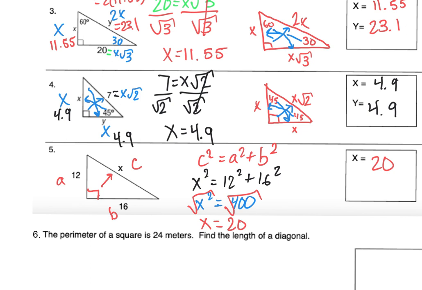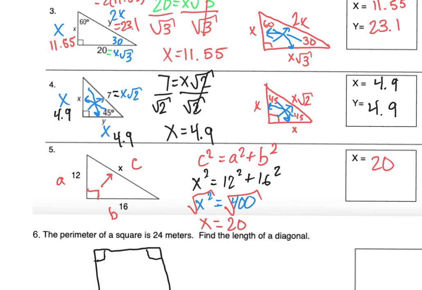Awesome. Let's look at the last problem here, or sorry, last problem on the first page. The perimeter of a square is 24 meters. So I'm actually going to start by drawing a square. We know that a square has all four equal sides. We also know that it has four right angles, right? So right angle, right angle, right angle, and right angle.